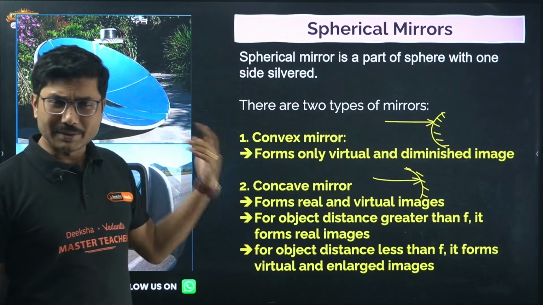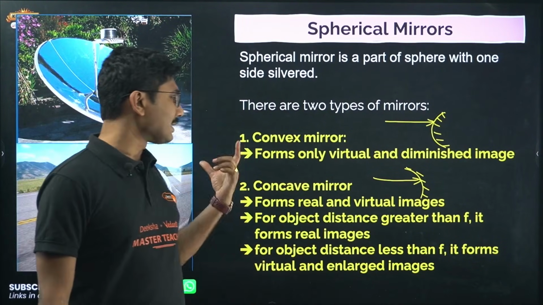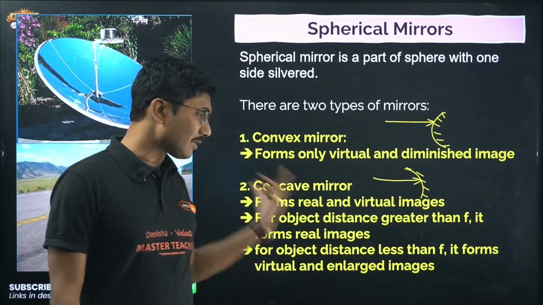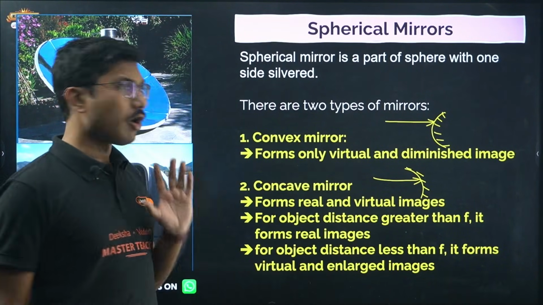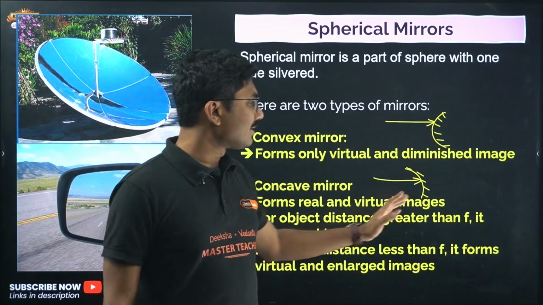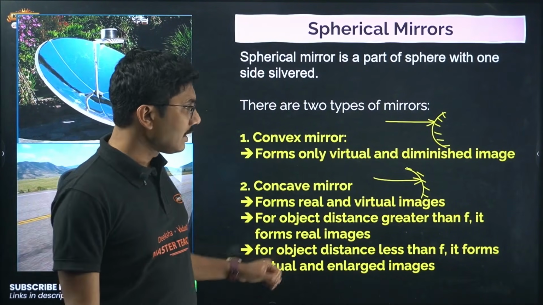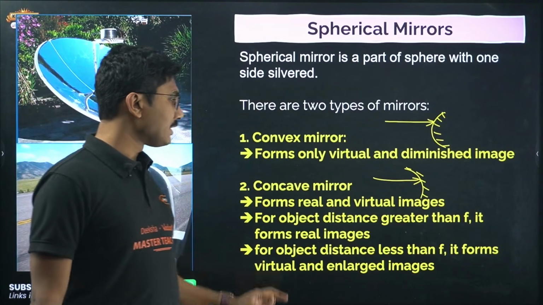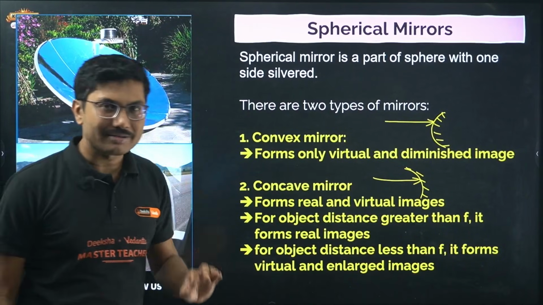Now convex mirrors are simple, they form only virtual and diminished images, whereas a concave mirror forms real and virtual images both. It can form either a virtual image or a real image depending upon the position of the object. For object distance greater than focal length, it forms real images only. For object distances less than focal length, it can form virtual and enlarged images.